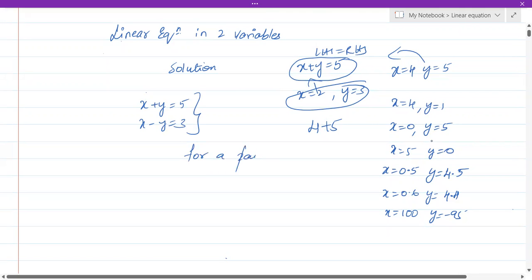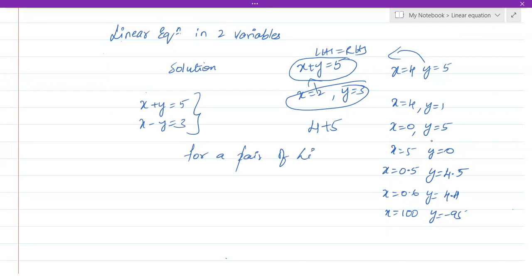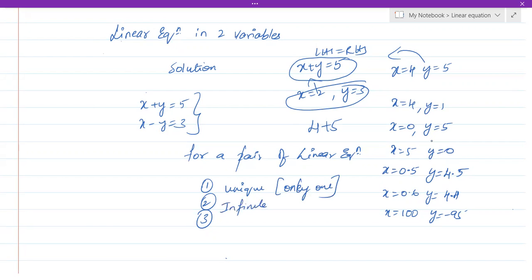For a pair of linear equations, as we discussed in the previous video, there are three possibilities. You can have a unique solution, that is one and only one. Or you can have infinitely many solutions. Or you might not have a solution at all, no solution. These are the things that we have discussed in the previous video.